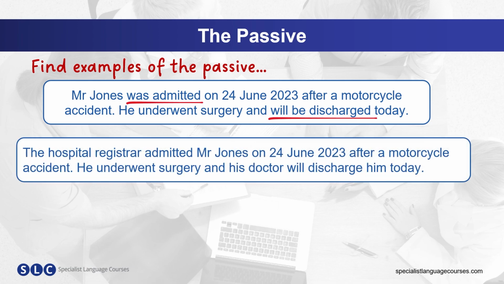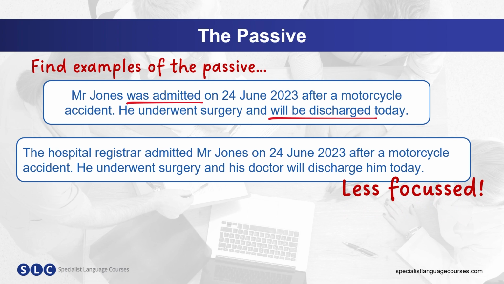Look at the same information written in active voice. The hospital registrar admitted Mr. Jones on the 24th of June 2023 after a motorcycle accident. He underwent surgery and his doctor will discharge him today. This sentence provides information about who did the actions, which could either be assumed or is irrelevant to the focus of the letter. It isn't as effective and is less focused on the action.